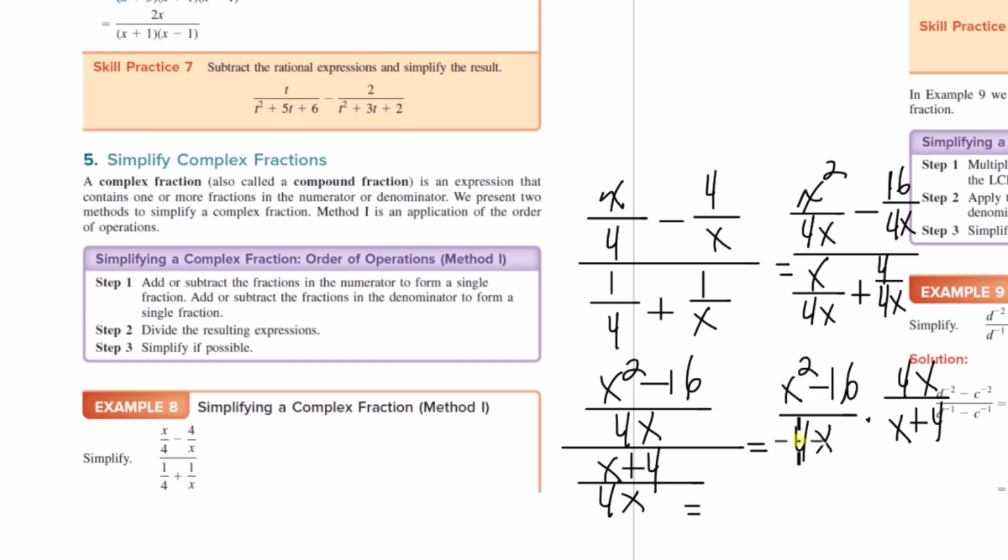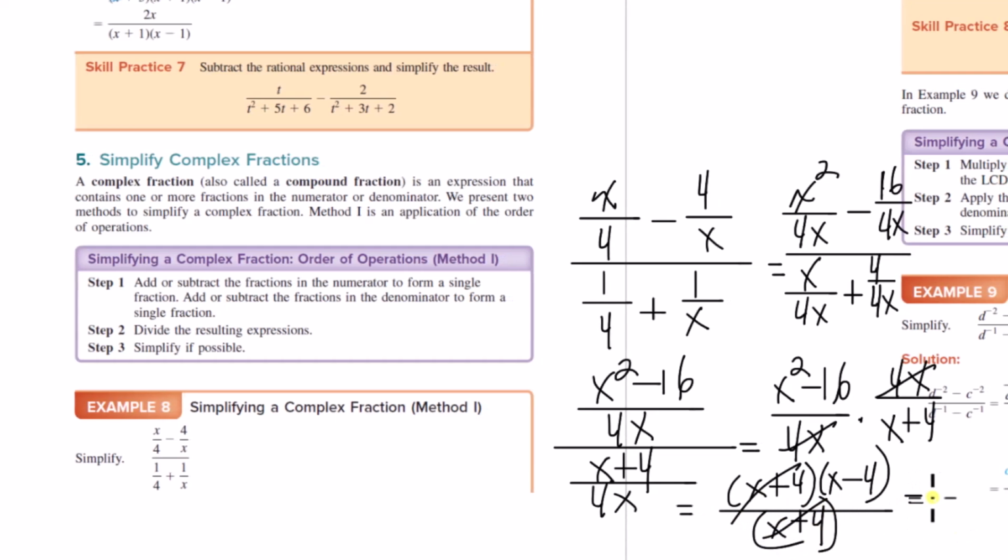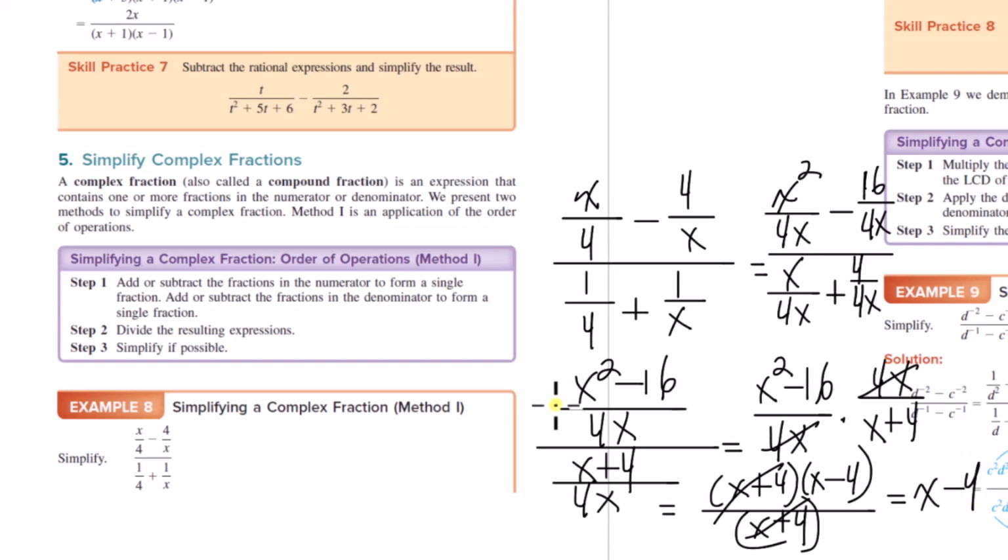Okay, we can factor, so these are going to cancel, and we can factor this in the numerator, and we're left with x minus 4. Now, that's fully simplified, but remember, we have to specify that x can't be 0, and x can't be negative 4. If x is 0, you're dividing by 0. If x is negative 4, 1/4 minus 1/4 is 0, right?